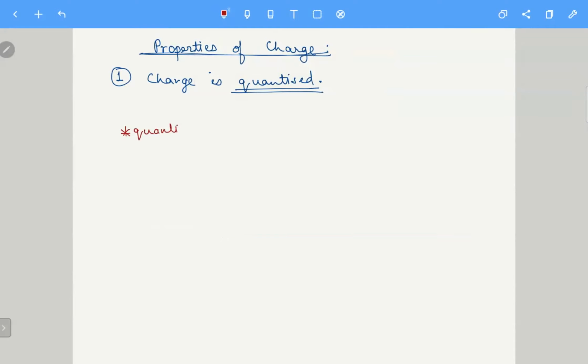Any idea? The value of charge is in multiples of 1.6 into 10 raised to power minus 19. Correct, perfectly fine. I'm asking what is quantization. Can you speak of what is quantization?